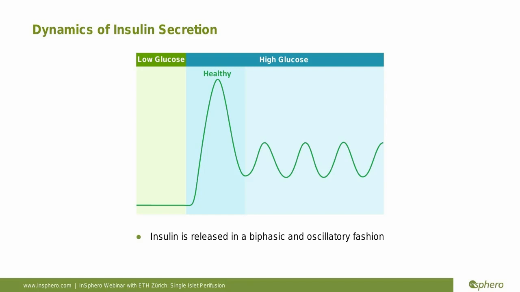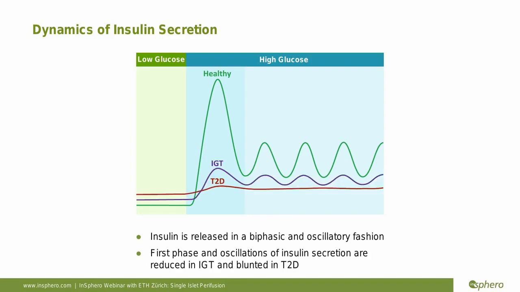And the beta cells secrete insulin not in a passive way. It's a very active, very well-regulated event, and it is biphasic and oscillatory. So in response to a glucose stimulation, the beta cells respond by releasing the readily releasable pool, which results in the first phase of insulin secretion. Then they start to release from their reserve pools, which results in the second phase of insulin secretion. In impaired glucose tolerance or type 2 diabetes, the insulin secretion process is highly impaired, with a blunted first phase and altered oscillations of the second phase of insulin secretion.